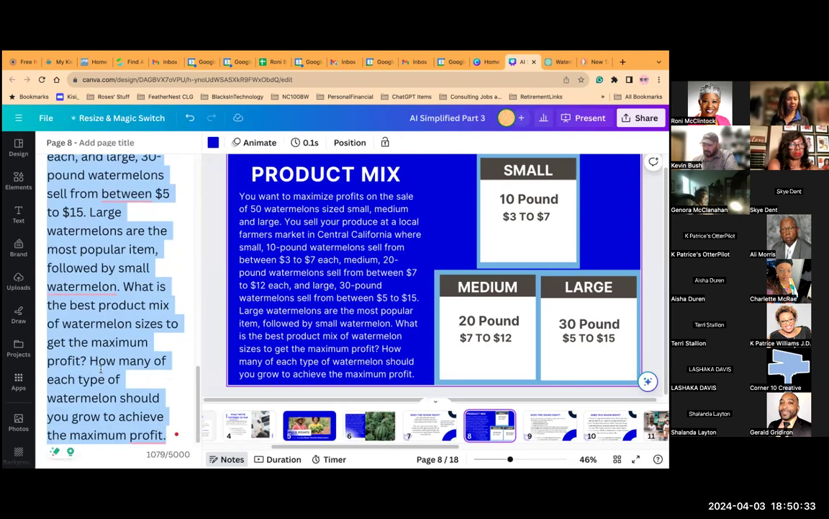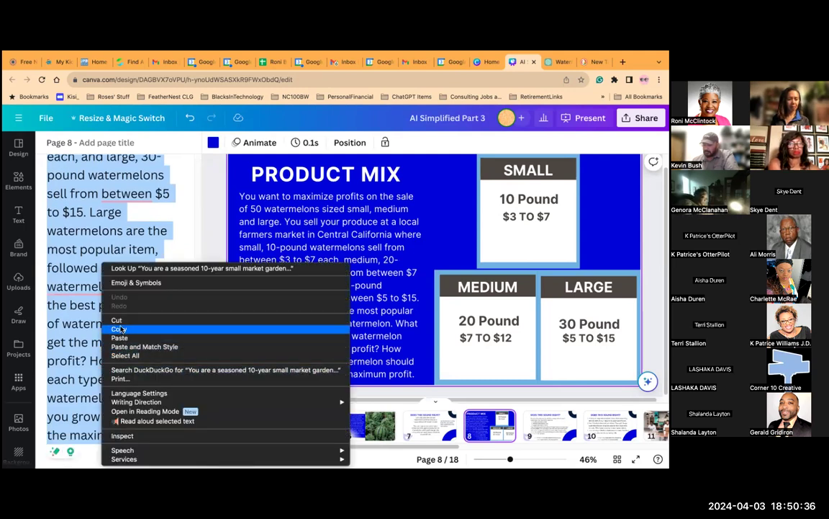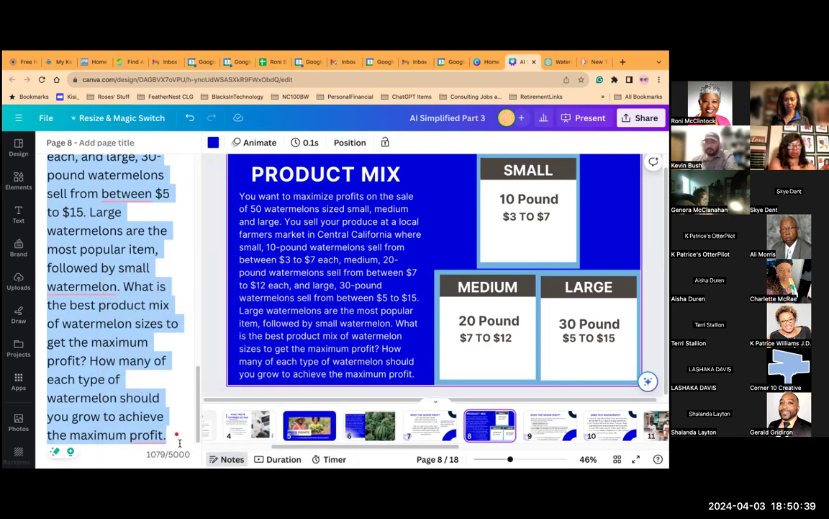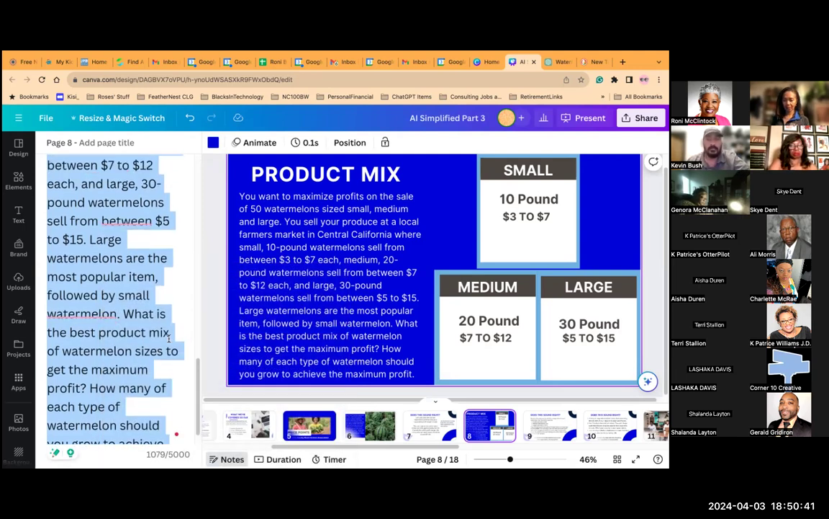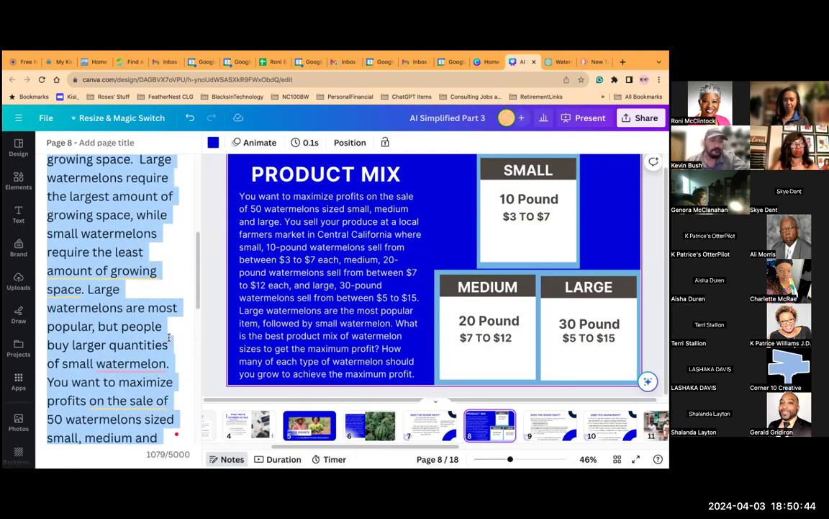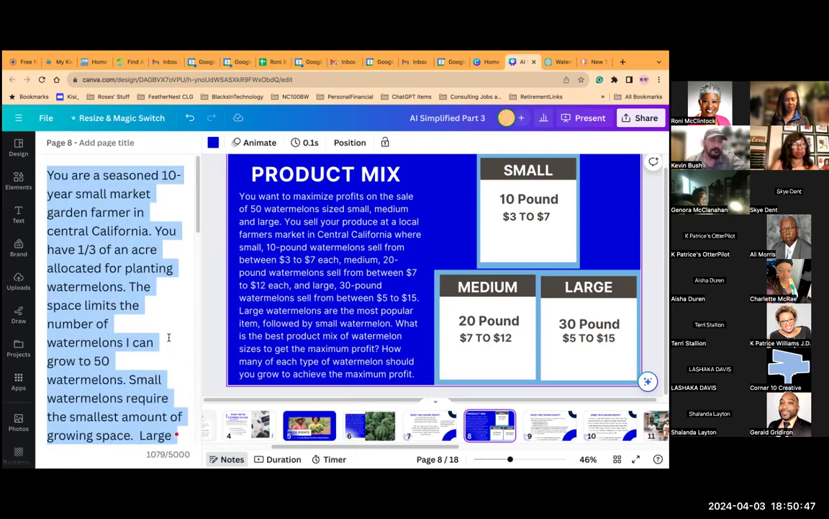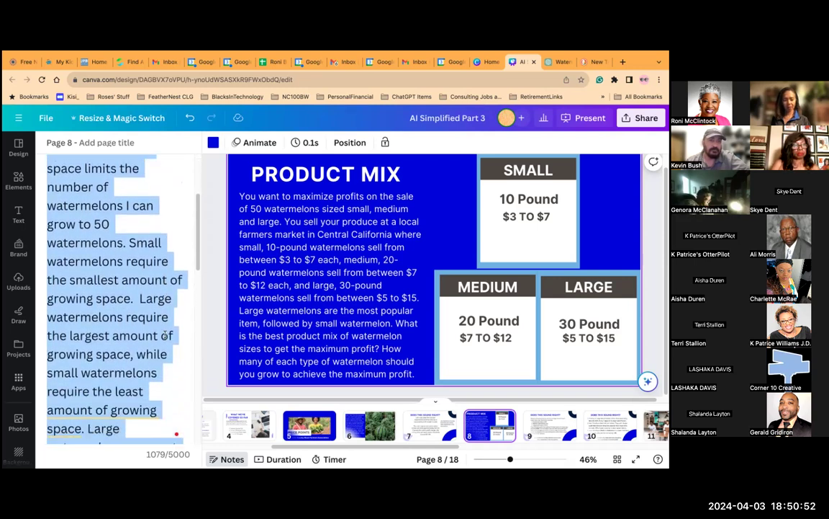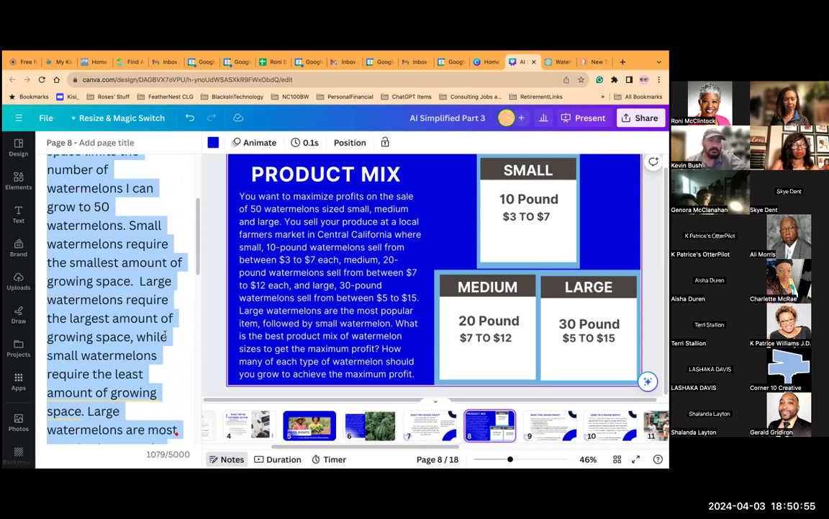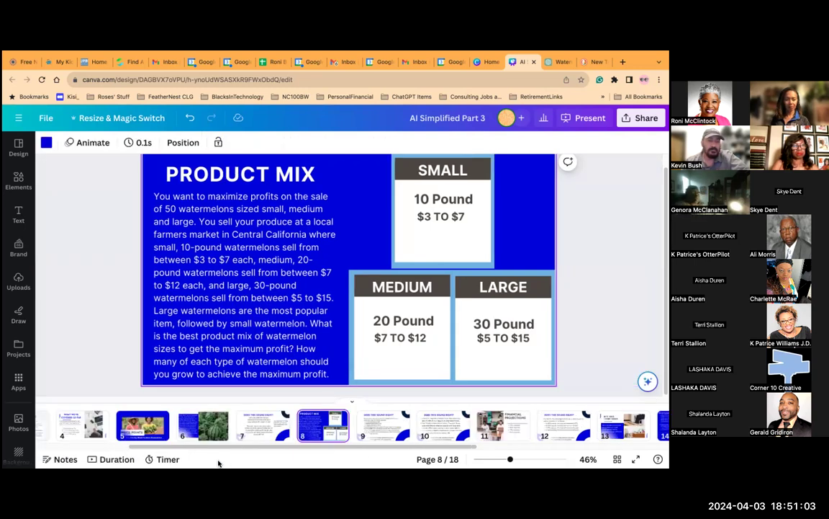kind of as a model. And of course, you'll adjust it for your own product or service. My actual prompt has a little more information than this one. The actual prompt talks about how much space I've allocated for growing the watermelons, and how small watermelons require the smallest amount of space versus the large that require the most space. So these are things that you'll do as you refine your prompts. But for a first cut, you might just go generic. So I'm going to put this in so you all can have it.